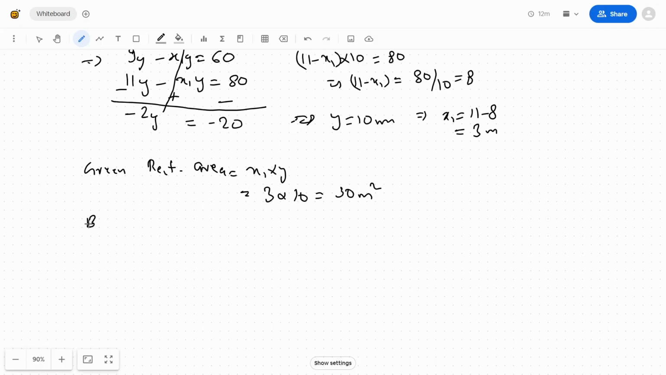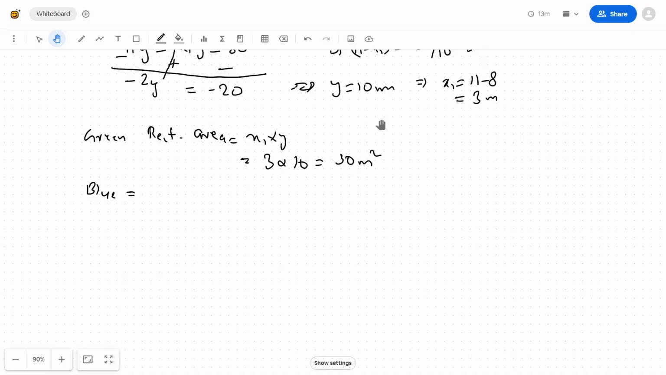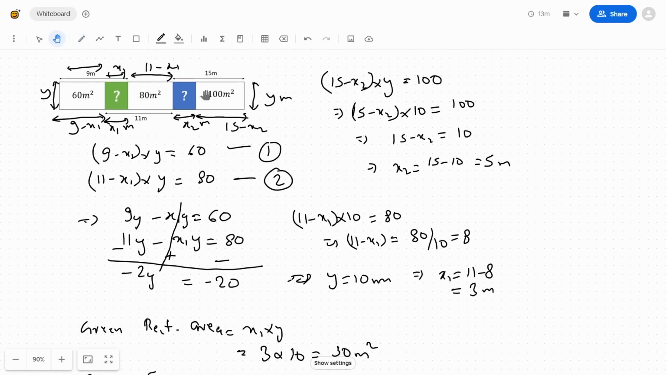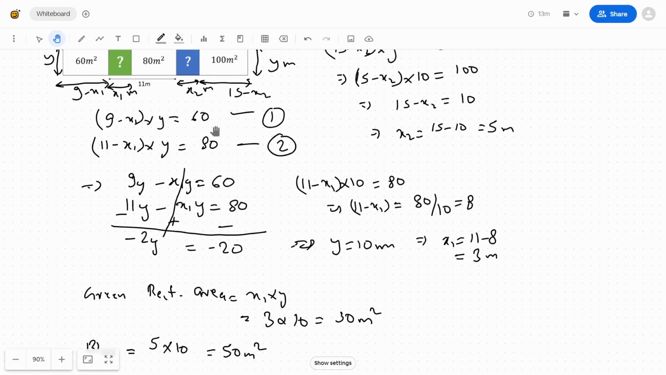And for the blue one, we have got the x2 value as 5 meter. So, in that case, it will become 5 into 10 is equal to 50 meter square. So yeah, that's how we obtained the values of the areas for both of the rectangles. First one is 30 meter square and second one is the 50 meter square.